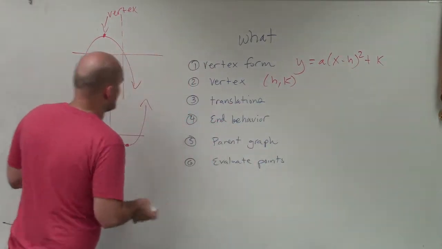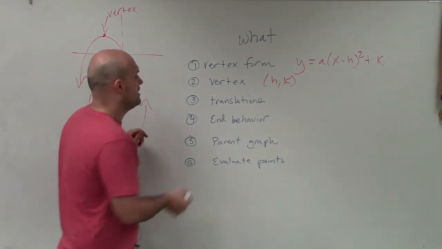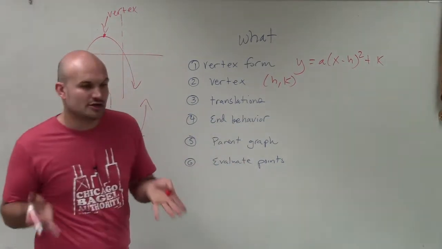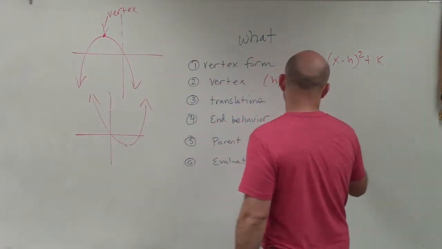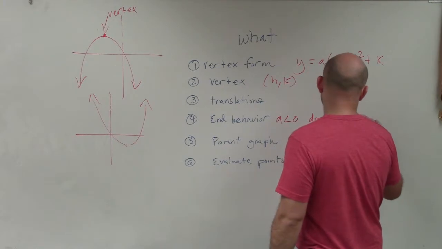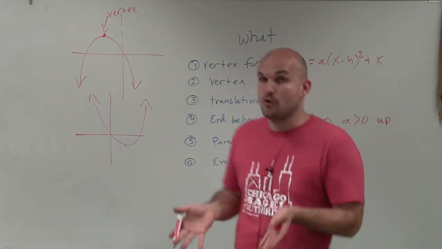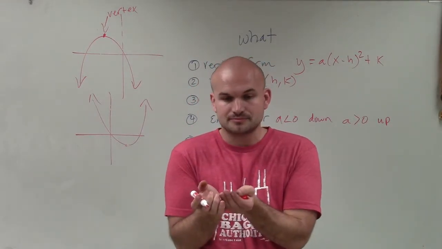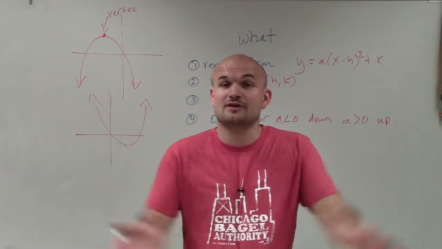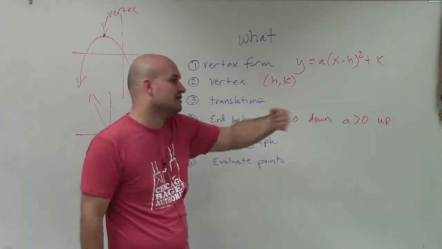So a lot of times what we use is, and I'll get into how to do that as far as in the graph. The next thing is end behavior. Understanding that when a is less than 0, the graph opens down. When a is greater than 0, the graph opens up. And that's very important because we're going to be taking the graph, applying different transformations. And we need to know, is the graph going to open up or is it going to open down? So understanding the value of a is going to become very important.